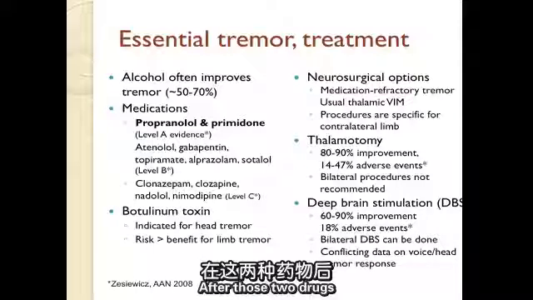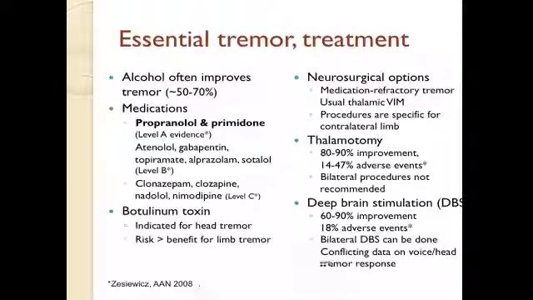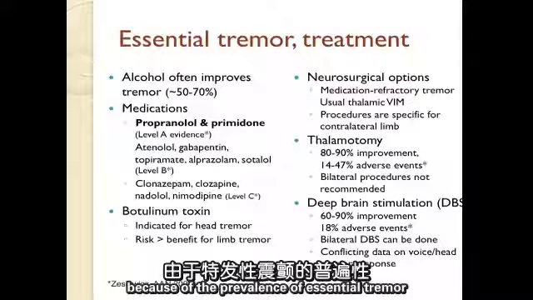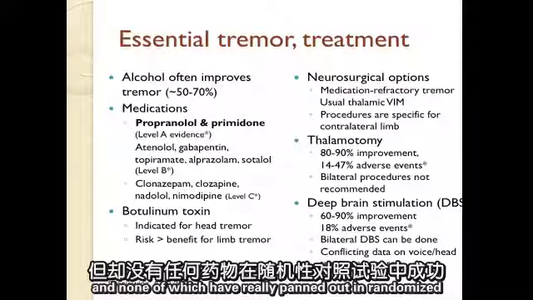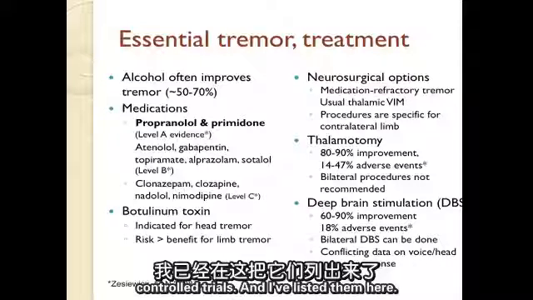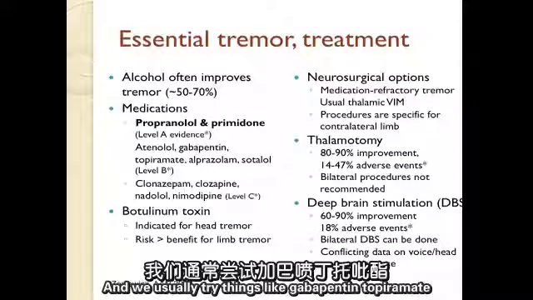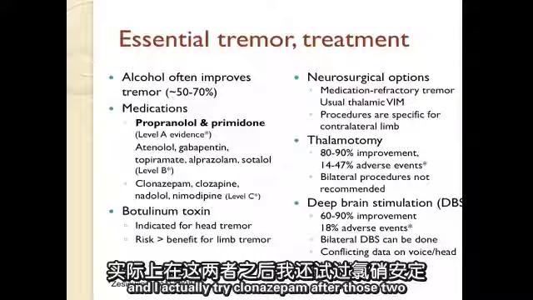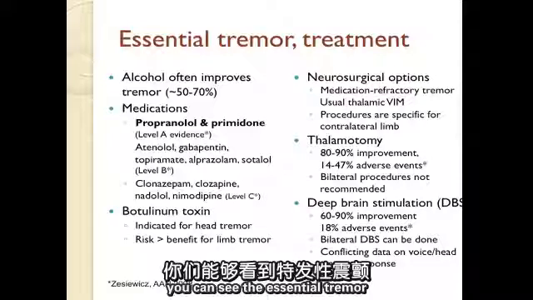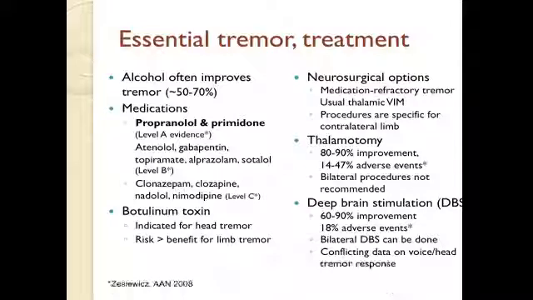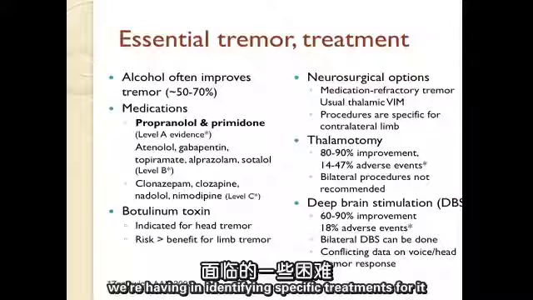associated tremor. After those 2 drugs, because of the prevalence of essential tremor, all sorts of other medications are tried, none of which have really panned out in randomized controlled trials. I've listed them here, and we usually try things like gabapentin, topiramate, and I actually try clonazepam after those 2. From the preceding discussion, you can see that essential tremor could be much more heterogeneous than we think, and that might explain some of the difficulties we're having in identifying specific treatments for it.